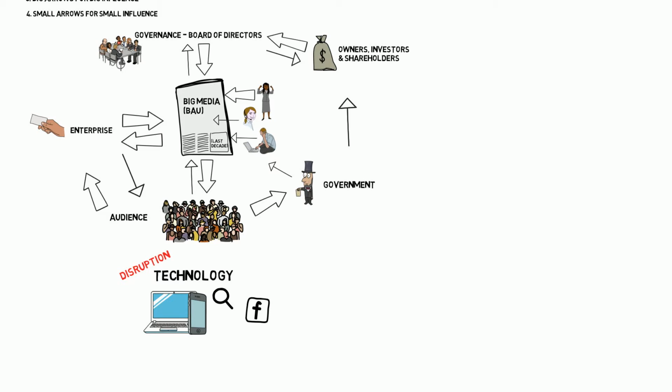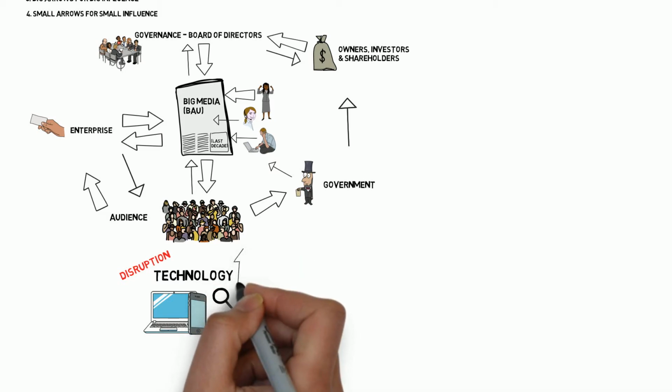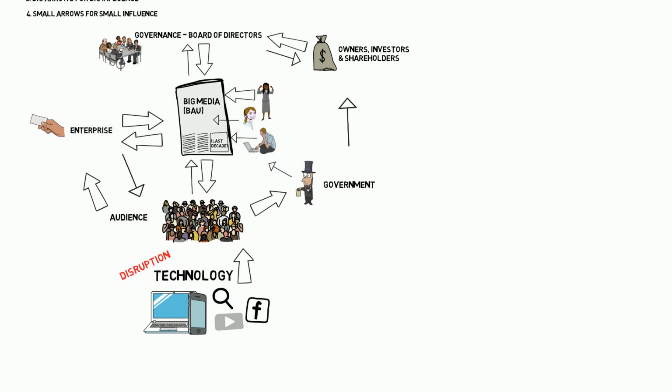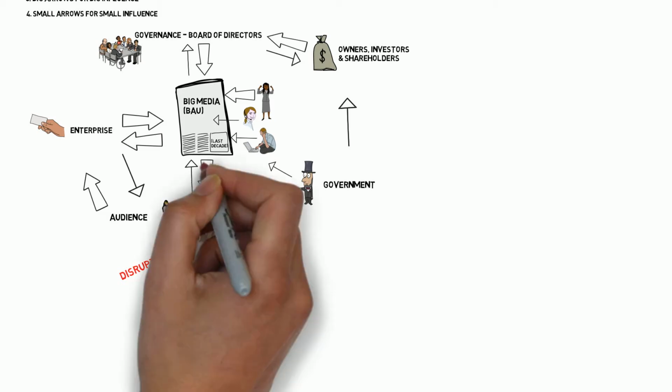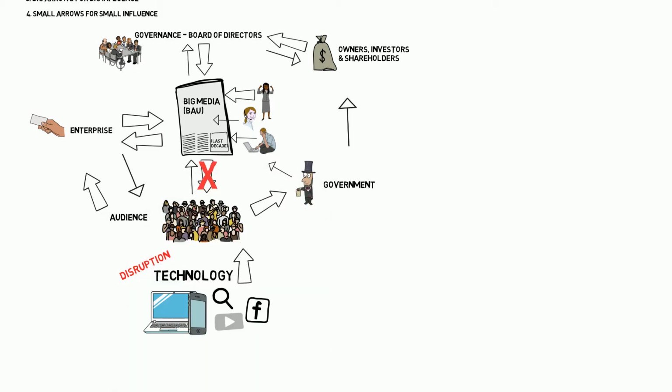We can search things directly. We can find content. We don't need the media to be the filter for us to consume content anymore. And at the same time, we also have the ability to create content ourselves. So audience suddenly have a lot more power through technology. So technology has had a huge impact on the public, on the audience that the media companies rely on. And in turn, this has decreased the influence of the media company on the audience.